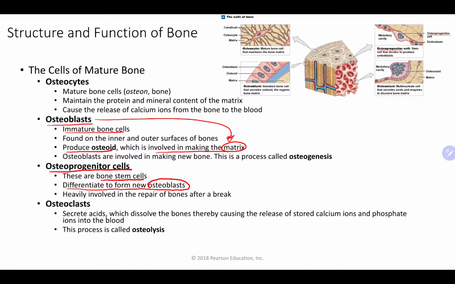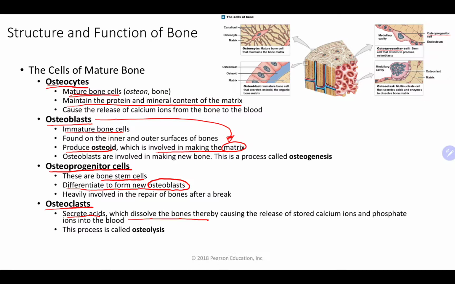And when these osteoblasts are surrounded by enough matrix, they mature and they become osteocytes. These are those mature bone cells. And these osteocytes simply maintain and monitor the cellular matrix. They maintain the protein and mineral content of the matrix. And then we have osteoclasts. Osteoclasts secrete acids which dissolve bone.